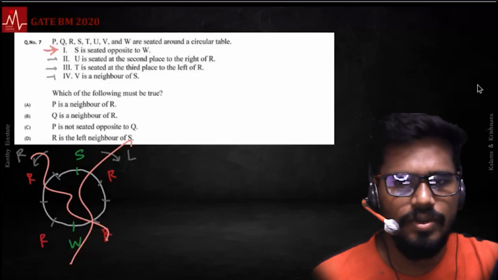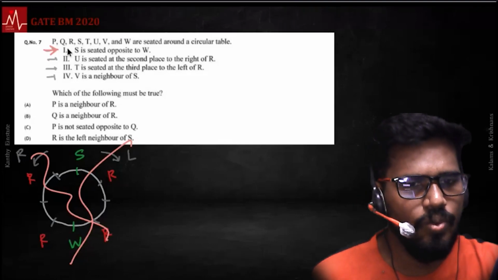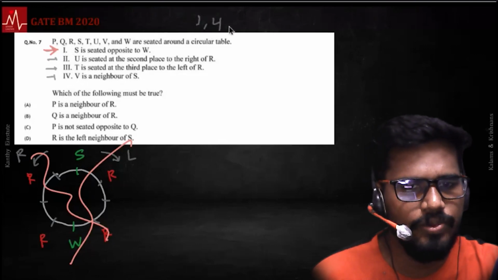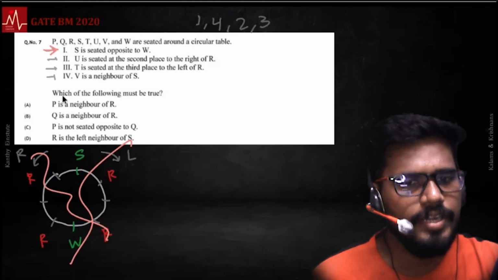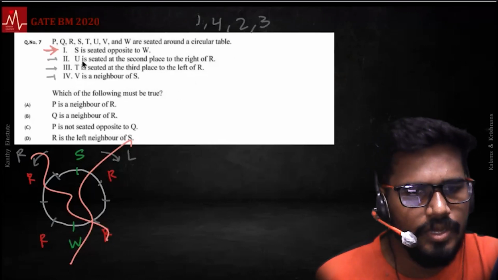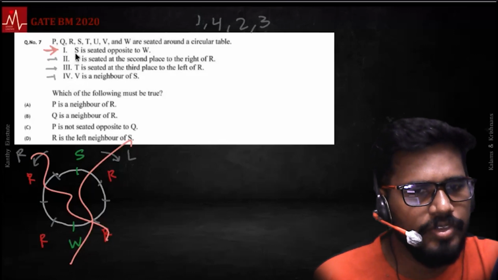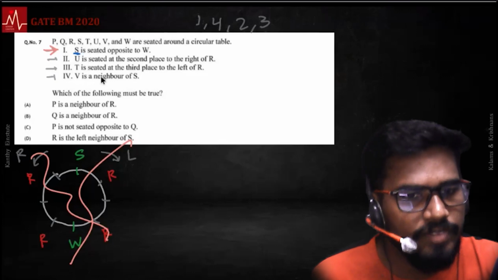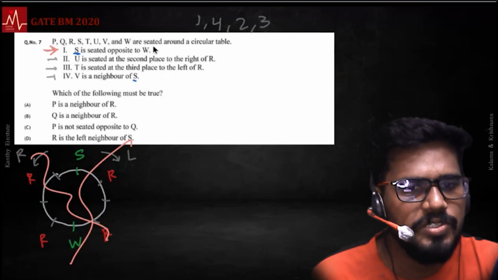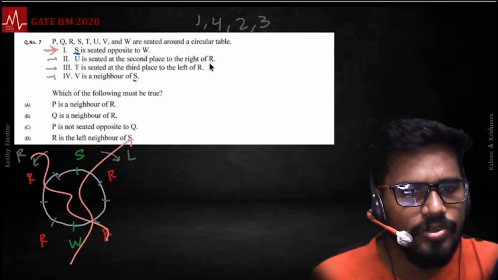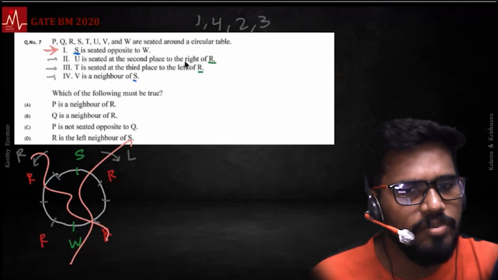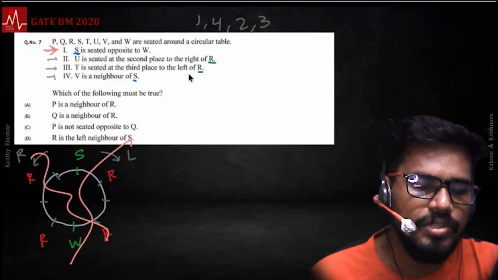In this case, in fact, notice one suggestion is do 1, 4, 3. Do it in that order. Fine. I'm just writing down the suggestion here. That would work, but quickly when I read this, my strategy is I would either fix the location of S, because where W is with respect to S, that is given. Where V is with respect to S, that is given. 2 pieces of information relating to S are given. Or I would start with R. 2 pieces of information relating to R are given. U is seated at the second place to the right of R. T is seated at the third place to the left of R.